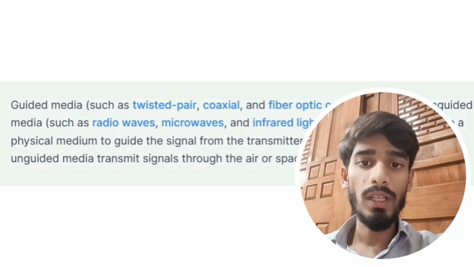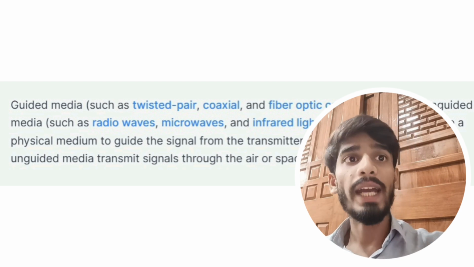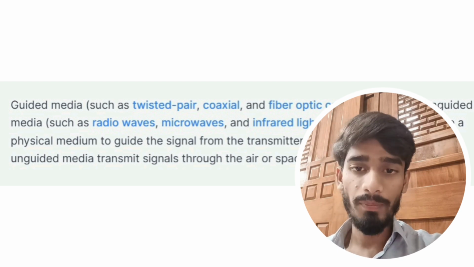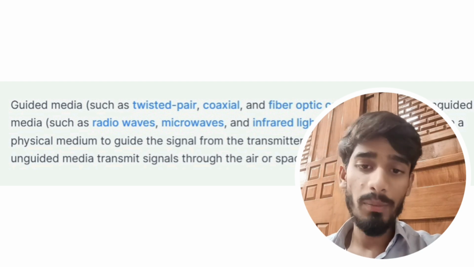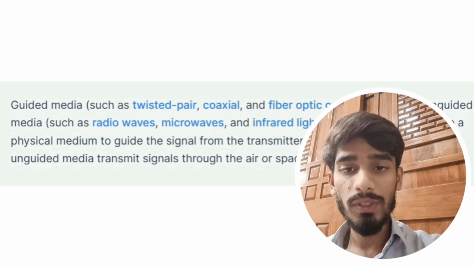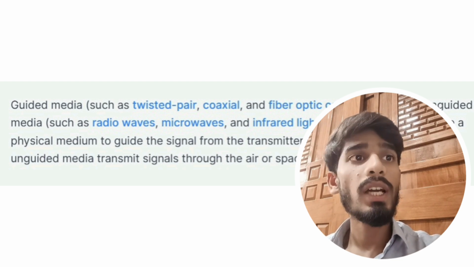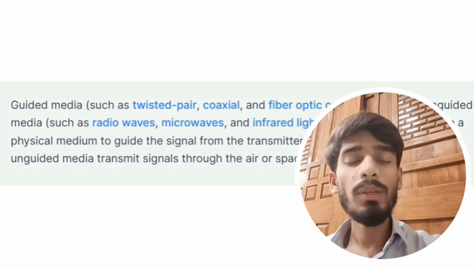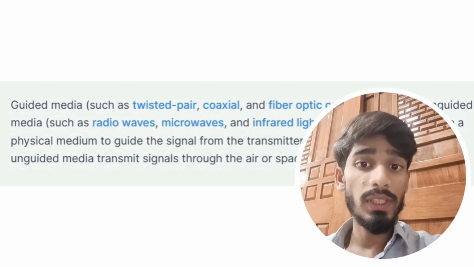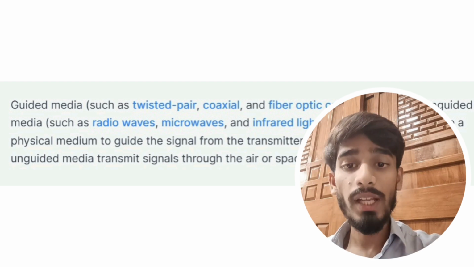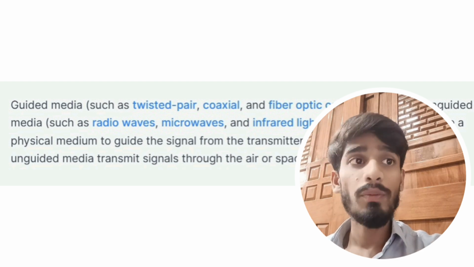Next thing, what is the difference between guided media and unguided media? Guided media, such as twisted pair, coaxial cable, and fiber optic cables, differ from unguided media, examples of which are radio waves, microwaves, and infrared light. In that, guided media use a physical medium to guide the signal from the transmitter to the receiver. So a physical medium is used. Whereas unguided media transmit signals through the air or space without a physical guide.